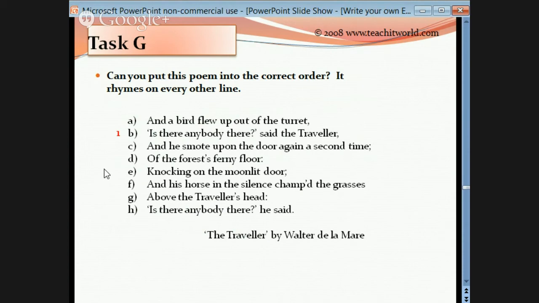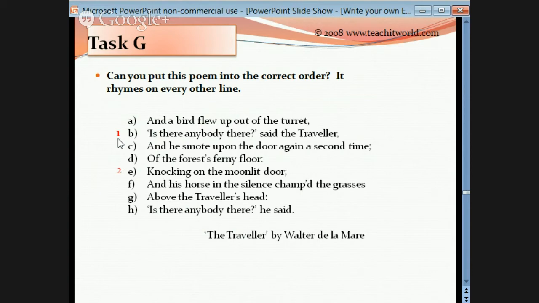So what would he be doing if he's asking, is anybody there? Knocking on the moonlit door. Yeah, good. Knocking on the moonlit door. So he's standing there, knocking on a door. Is there anybody there? Said the traveler, knocking on the moonlit door.